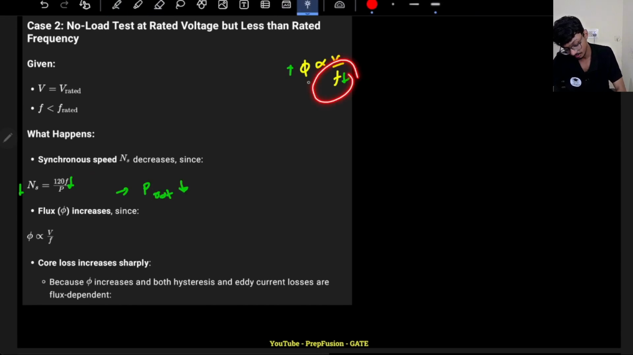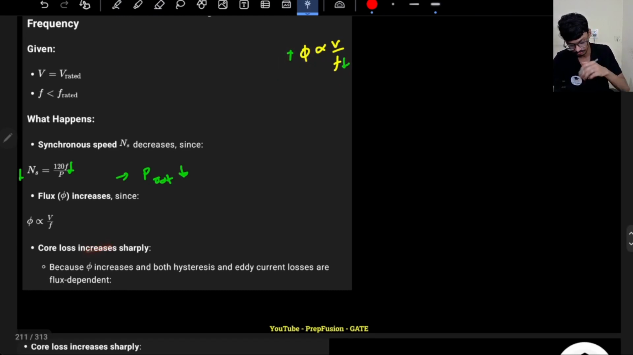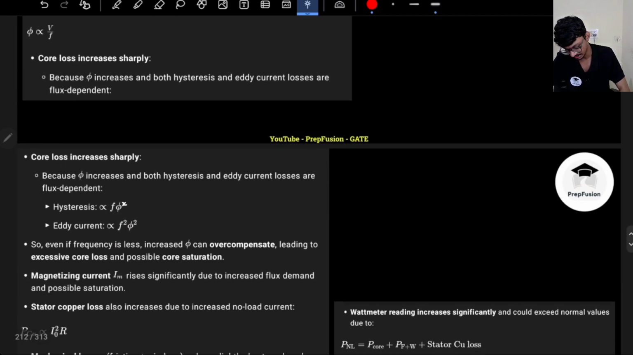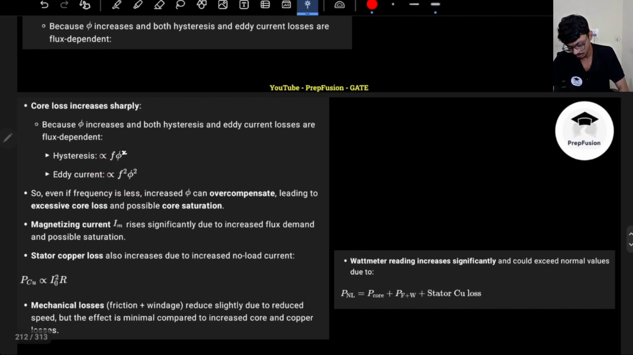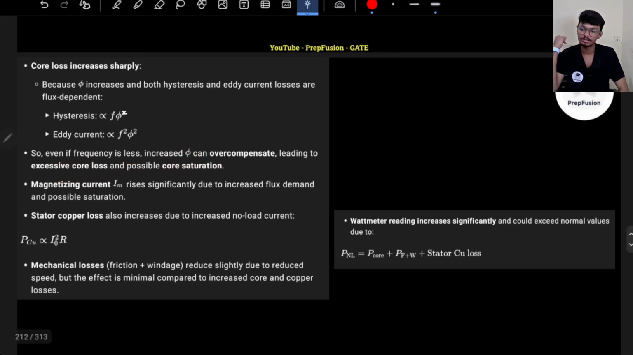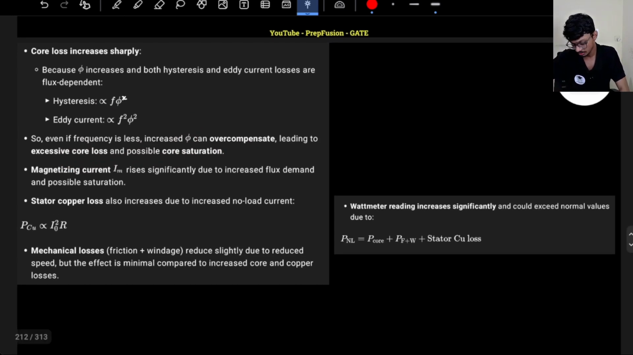Now there will be a very sharp increase in flux, because it is an inverse relationship, right? Because flux increases, hysteresis loss and eddy current loss will increase drastically, sharply. So even if frequency is less, the increased flux can overcompensate, leading to excessive core loss. The core can get saturated, because for producing the same amount of flux, I have to pass more amount of current. The core can get saturated. So that is the thing over here.